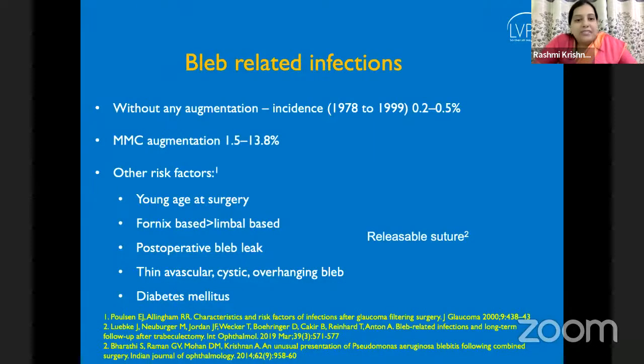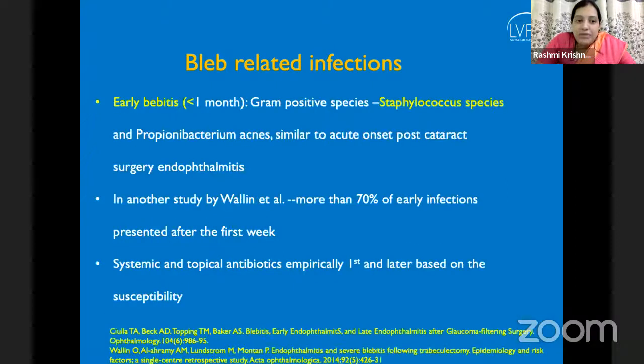So to summarize, bleb-related infections are less common without the use of MMC, at 0.2 to 0.5%. But with the advent of MMC, the incidence has increased, with the risk factors being young age, fornix-based incision, bleb leaks, thin neovascular cystic overhanging bleb, use of releasable sutures, and diabetes.